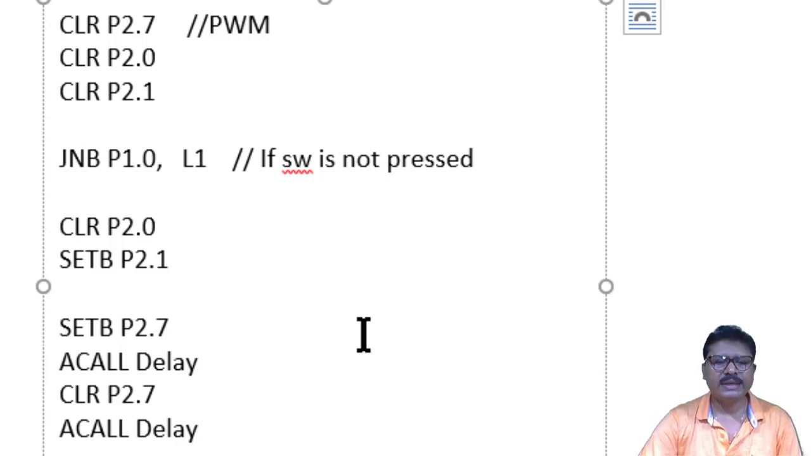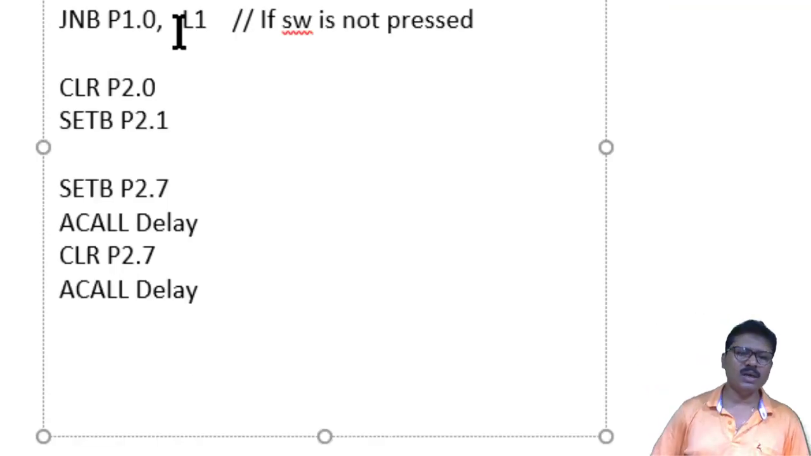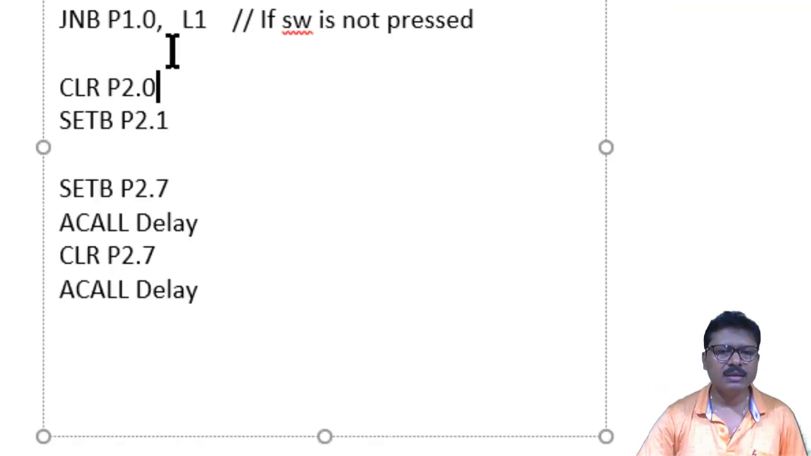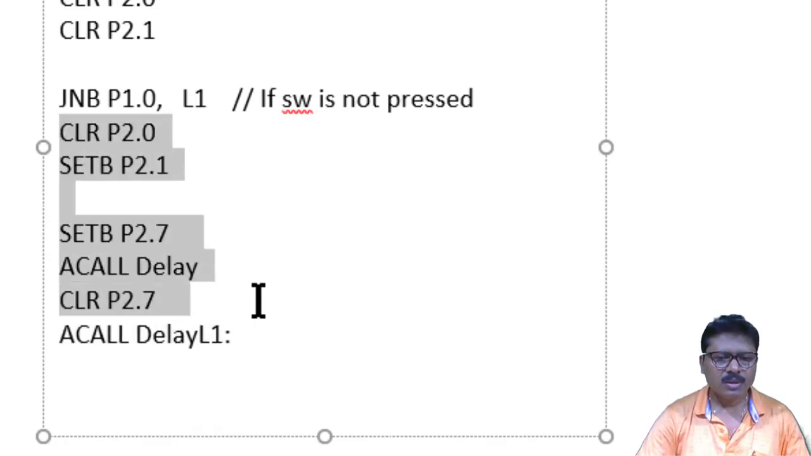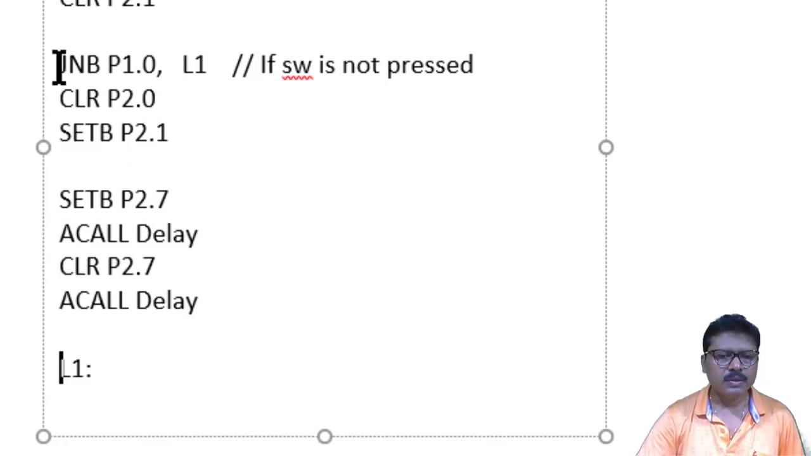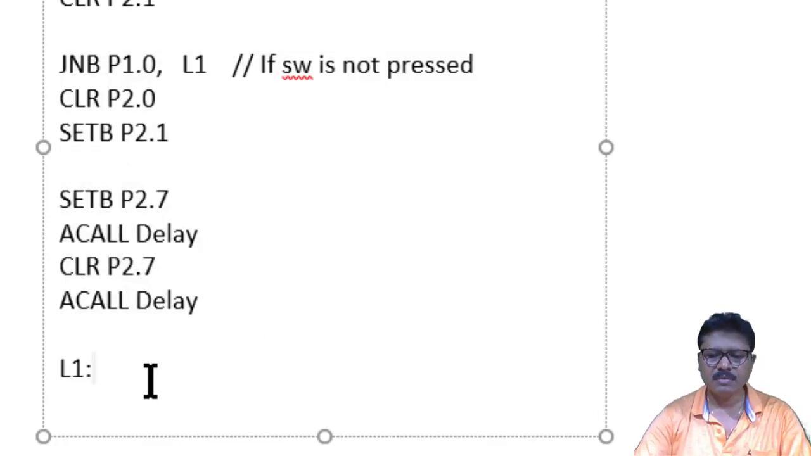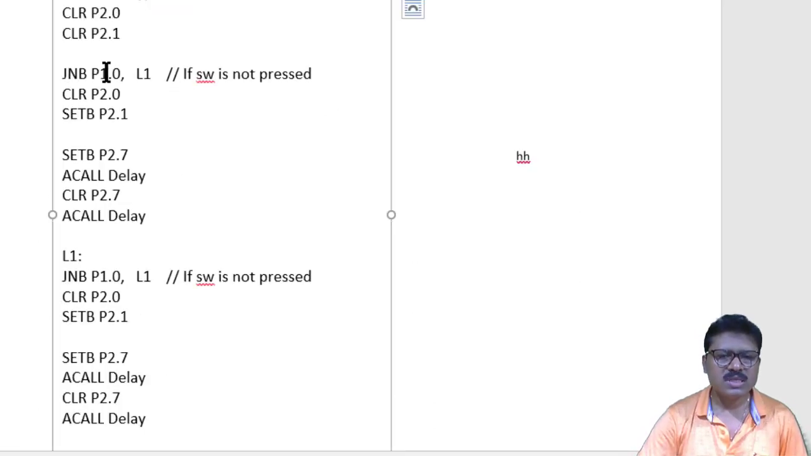Now we want to create the 50% duty cycle and 75% duty cycle. So when the switch is on, this is happening. When the switch is off, the same thing will happen, no doubt, but with another duty cycle. So I am just copying here and pasting here. When the switch is pressed, this is happening. When the switch is not pressed, it will come to here. The same thing will happen, meaning the same square wave will be generated, but there must be a difference between these two.